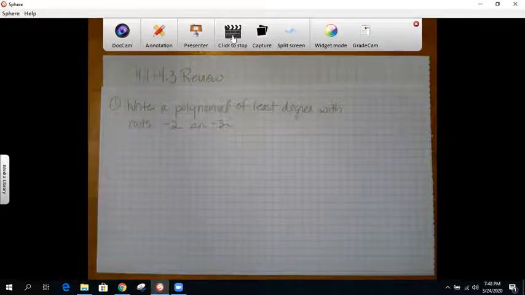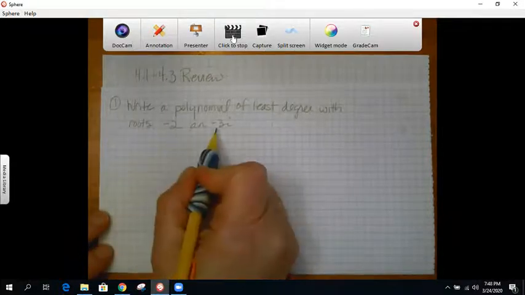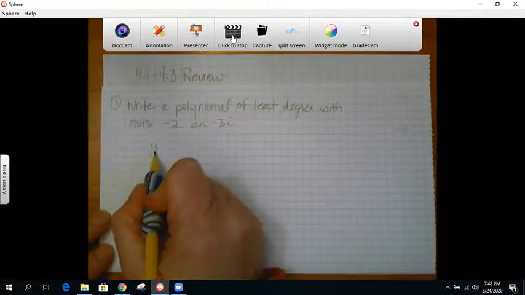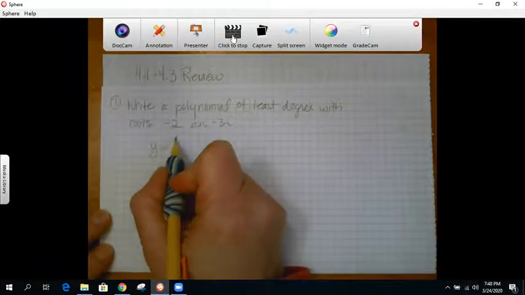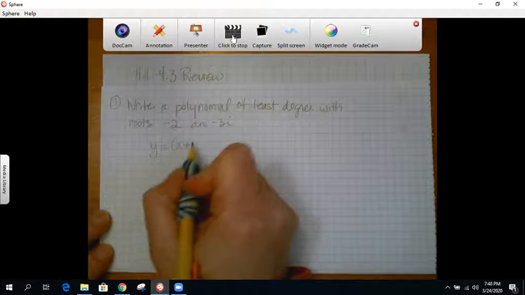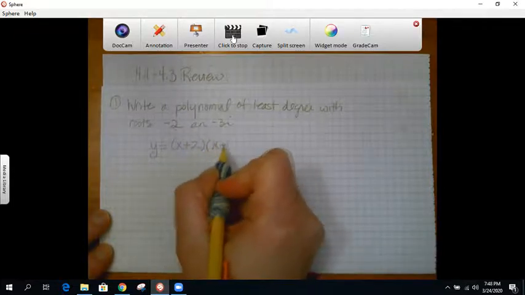So if we want to write a polynomial, we're going to start by thinking about what factors would have given these as roots or zeros. So it's going to be an equation, and so what would have given us that 0 would have been a factor of x plus 2. And what would have given this as a 0 is x plus 3i.